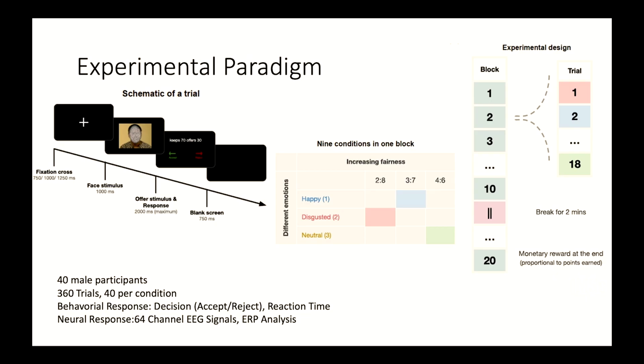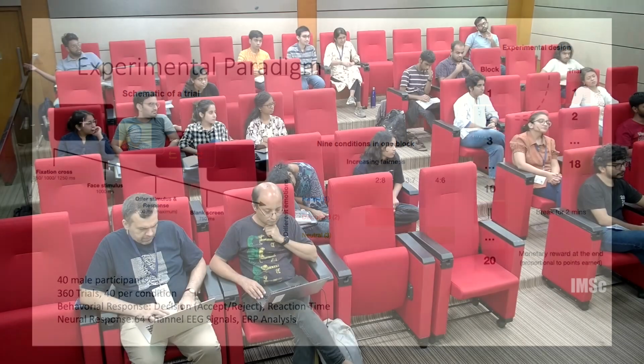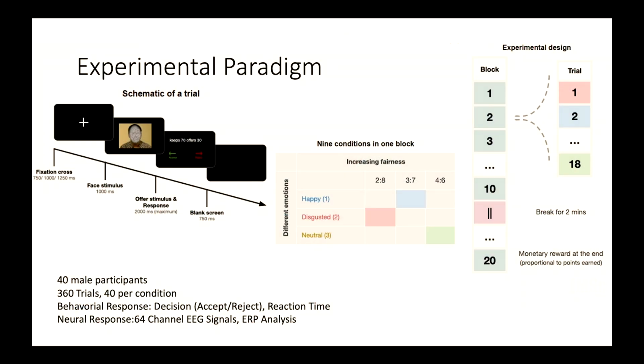Yes. Why was the high offer set at 60-40 and not 50-50? Yeah, because that is not how the games are played in reality. This is based on real-life ultimatum games, and it has been seen that you never have such benevolent proposal offers.